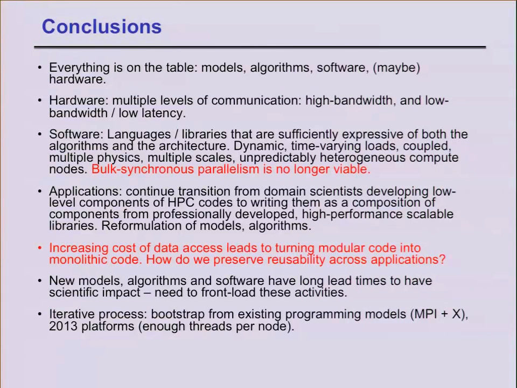Applications: I think that the scientific communities have made part of the transition of using professionally developed libraries. I think that the changes in architecture are going to move them more in that direction. Here's one where we need computer scientists to help us. The increasing cost of data access leads to turning modular code into monolithic code. How do we preserve usability across applications? And this is really a compiler problem. How do we tell compilers to build interprocedural analysis?